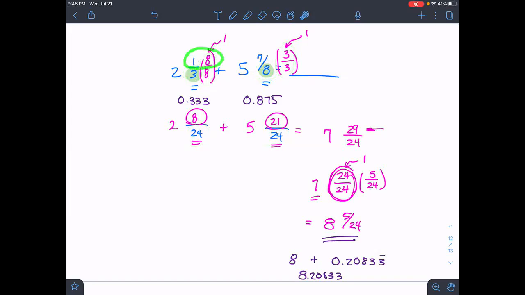So 8 times 1 is 8. 8 times 3 is 24. 7 times 3 is 21. 8 times 3 is 24. 21 plus 8 gets me that 29. Now, since 29 is a number greater than 24, that means I have a whole number sitting inside of that fraction. So I pulled it out, and this is what remained.